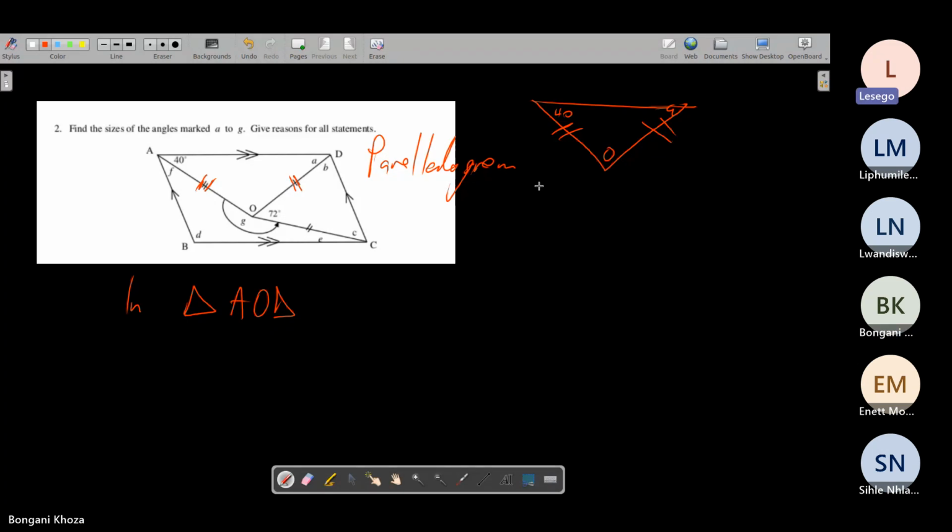It's an isosceles triangle. So if it's an isosceles triangle, we can conclude that the angles opposite the equal sides have to be equal as well. So we can say angle A equals 40 degrees. The reason for this is angles opposite equal sides.